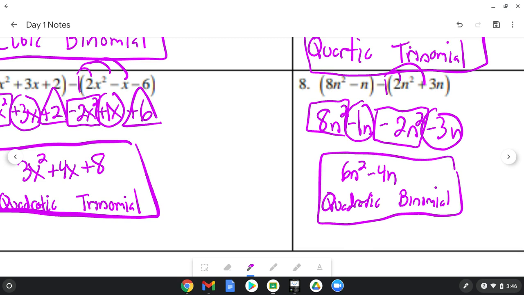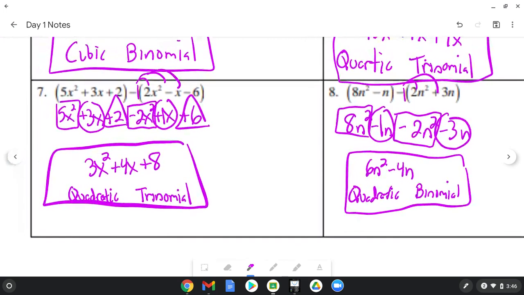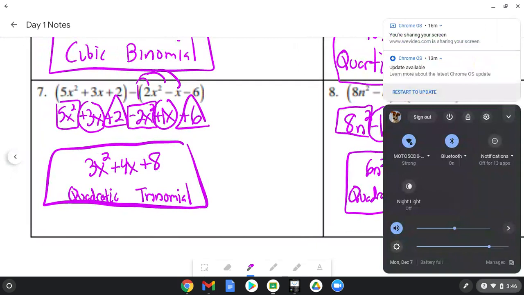So today you learned how to classify these by name and then adding and subtracting. So those were the 2 goals that we had. I'll see you tomorrow for a little bit more polynomials.